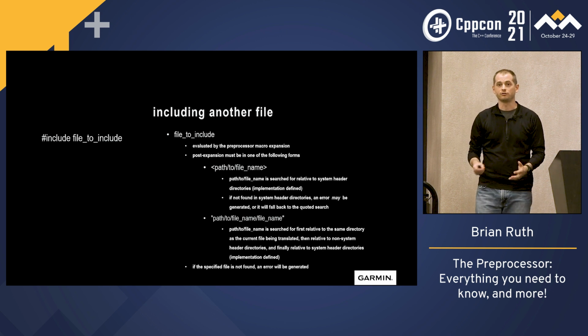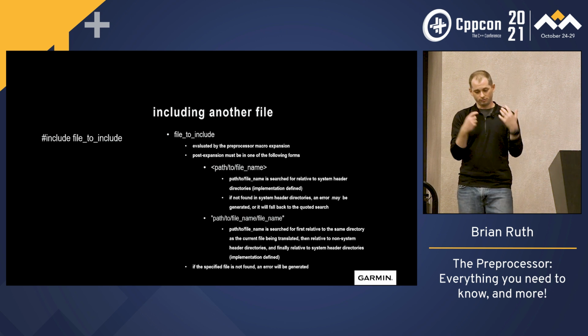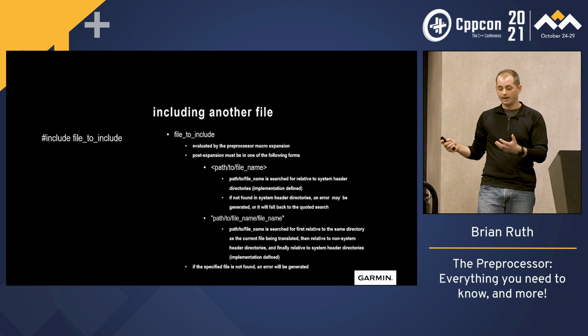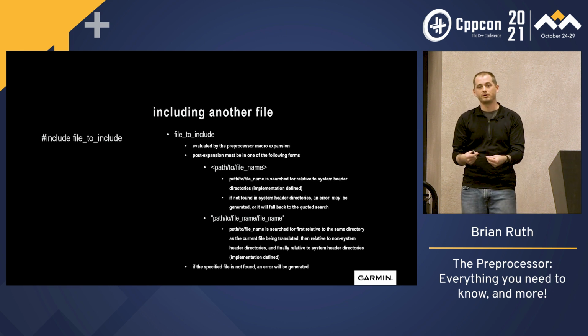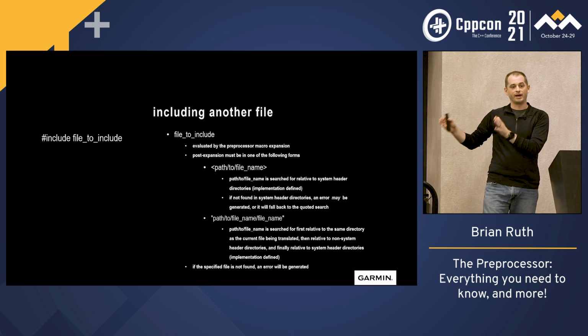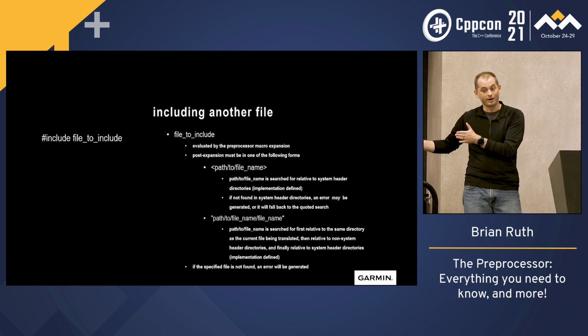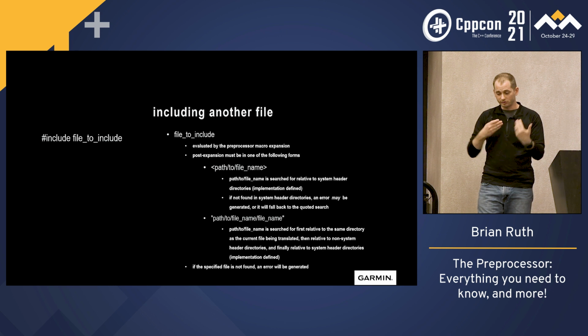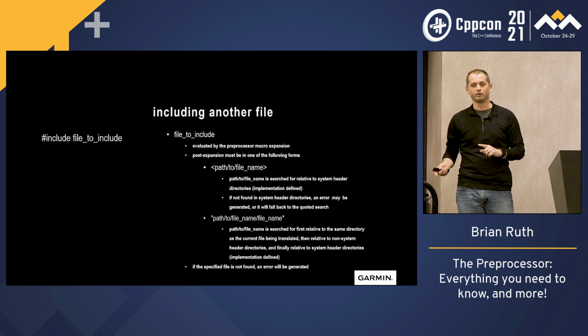What does that actually do? So if you have an include a file, you do the pound include, the file to include, and that is actually going to be evaluated by the preprocessor. So you can actually have a macro expansion as part of your include directive. So post-expansion, it needs to kind of go into two different ways.